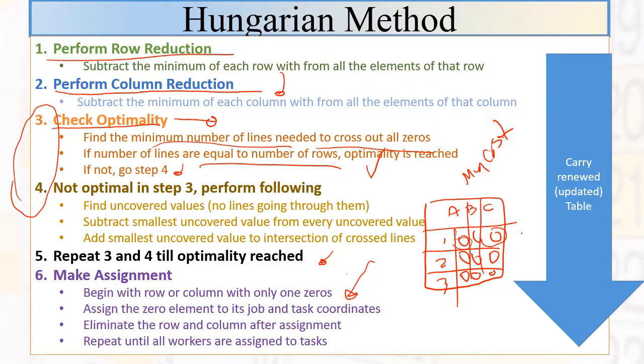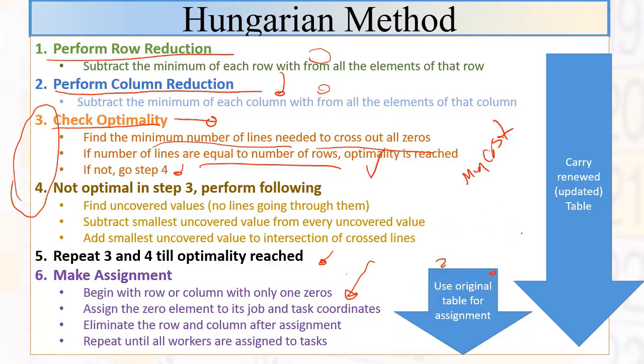Very important: every table we calculate in the Hungarian method carries forward to the next step, so we don't start from the original table. When we do assignment, we will refer back to the original table. So we'll have the renewed updated table, and the assignment will need both tables to make assignments. Let's see an example of how to do this.